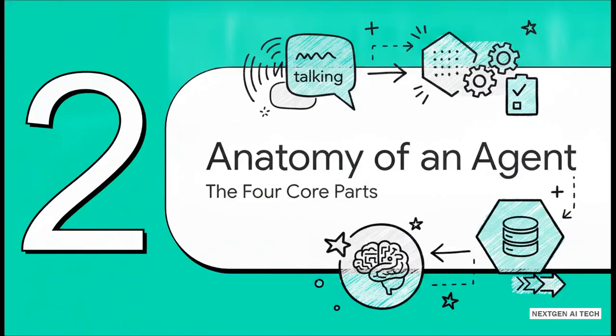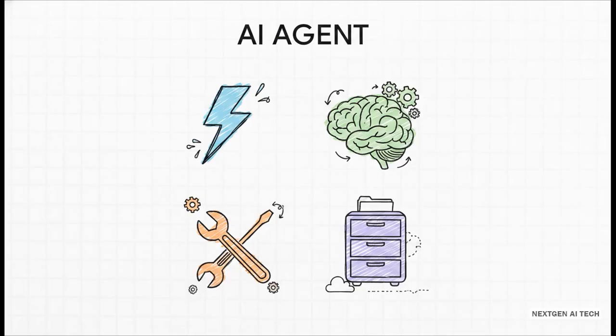Moving on to section 2. Let's look at the anatomy of an agent and its 4 core parts. So, how exactly does it make that leap from talking to doing? Well, every agent needs 4 specific pieces to function.